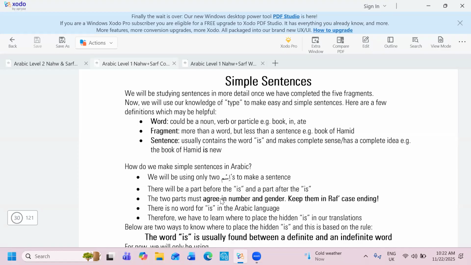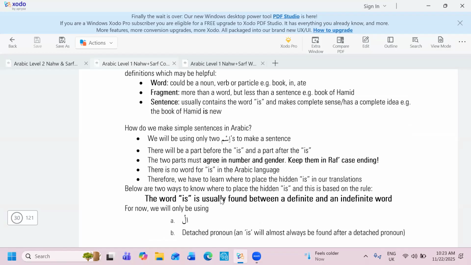So in Arabic, there's no word for is. That doesn't exist, so you have to insert that when you're translating it. And there are certain conditions. Once those conditions are met, the word is can be introduced. If it doesn't meet those conditions, then the word is not going to be found. Once you know the conditions, the word is will come itself. So what are those conditions?